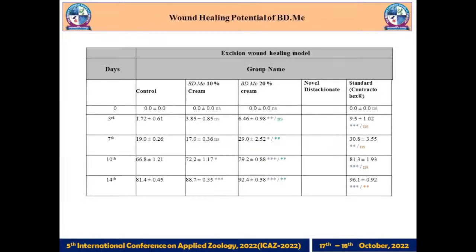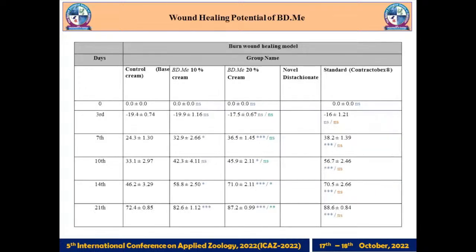Biological activities. Different biological activities were also performed. First of all, wound healing potential of Brinia distachia methanol extract by excision wound healing model. 10% cream of Brinia distachia methanol extract, 20% cream of Brinia distachia methanol extract, and novel distachionate were used against the standard Contractubex. The novel distachionate shows a significant result against the standard Contractubex. The second one was burn wound healing model. Here is the same 10% cream, 20% cream, novel distachionate, and the standard Contractubex was also used. The novel distachionate shows a significant result against the standard Contractubex.